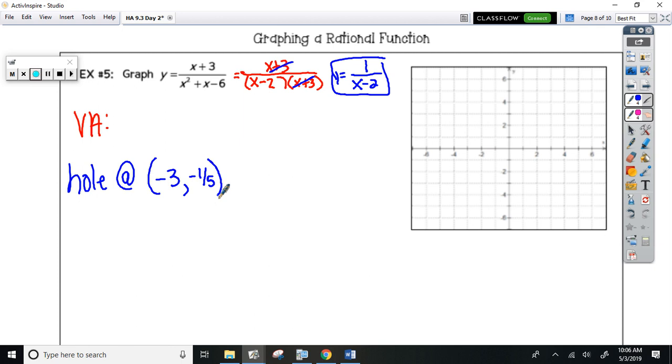Okay. Now back to the vertical asymptote. That's the part that's left. x minus 2 equals 0, so the vertical asymptote is at x equals 2. And you can plot these as you go, or you can wait till the end.